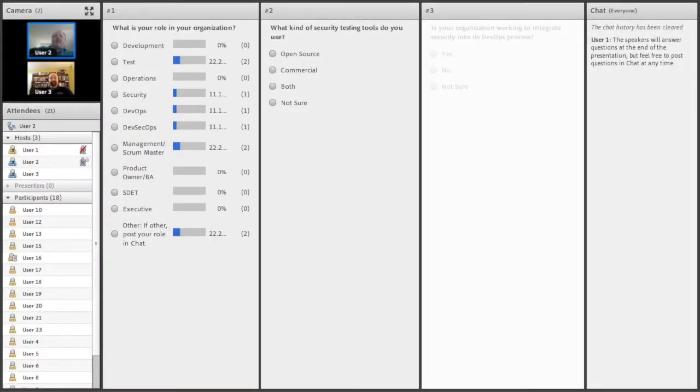So let's start with the role in the organization. So you should see the results of that survey at this point. Pretty good cross section, Tom. We've got people from test and security, some DevOps roles, DevSecOps roles, nice. Management involved, others. If you want, you can post your role in chat if it's not a role that we have here. But a pretty good cross section, I think, of different roles in the org. This is what you want to see in DevOps, obviously. We look at tools.